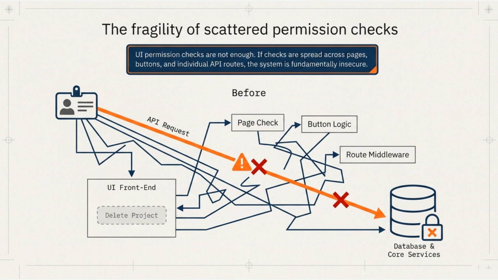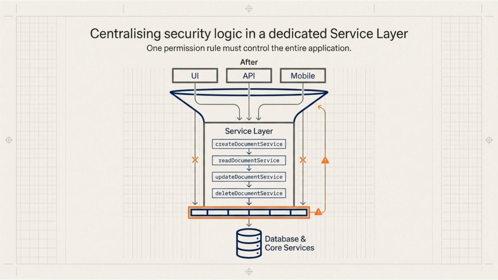Ask your team today, if someone calls the delete API with a valid cookie, does the service layer still deny? If the answer is we hide the button, you have a security gap. The fix starts with architecture, not more if statements.